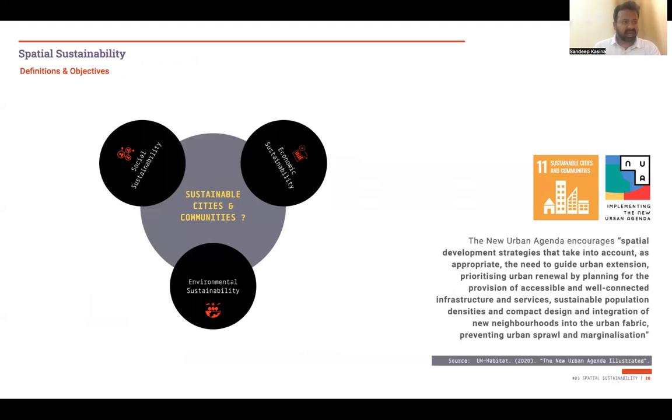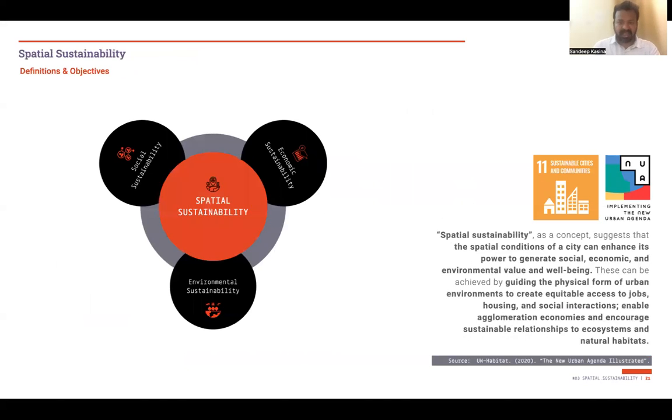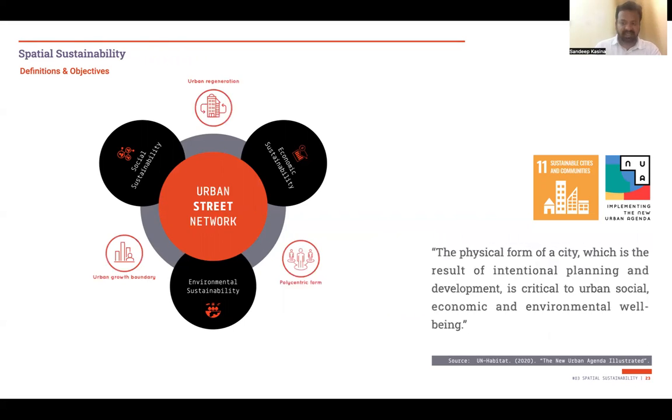As discussed, the new urban agenda includes spatial sustainability as a fourth dimension that builds on the principles of economic sustainability, social sustainability, and environmental sustainability. Spatial sustainability as a concept suggests that the spatial conditions of any city can enhance its power to generate social, economic, and environmental value and well-being. This can be achieved by guiding the physical form of an urban environment to create equitable access to jobs, housing, and social interactions, and enable agglomeration economy, and encourage sustainable relationships with ecosystems and natural habitat. The physical form of the city, which results from intentional planning and development, is critical to urban social, economic, and environmental well-being.